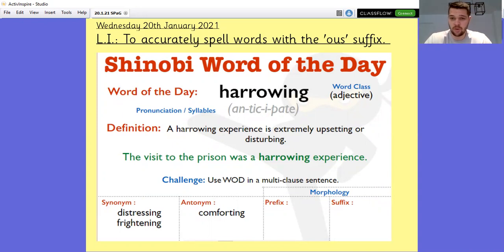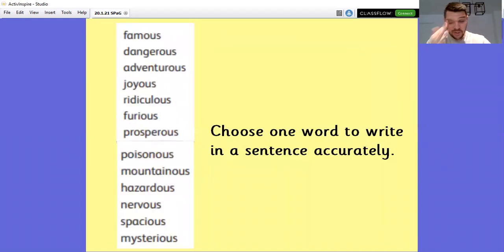It doesn't make you feel safe. It makes you feel basically really worried and frightened. It's harrowing, okay? So choose one word to write in a sentence accurately.